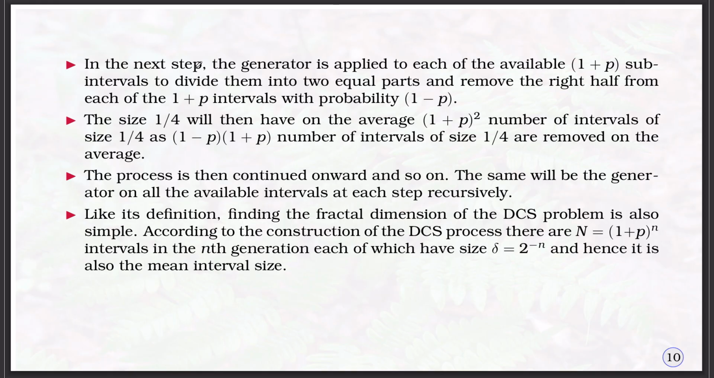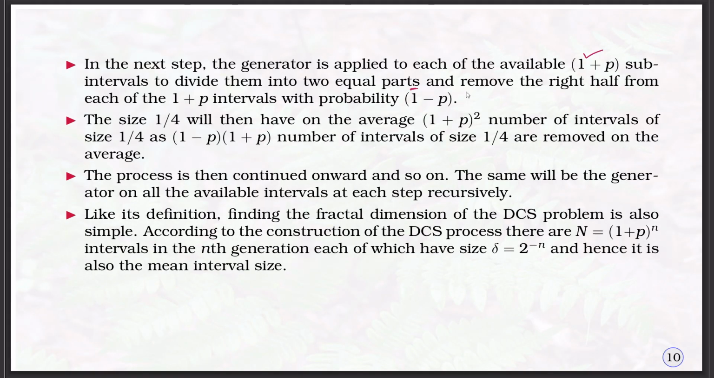Now in the next step, the generator is applied to each of the available 1 plus p subintervals to divide them into 2 equal parts. Again we have 1 plus p subintervals, divide them into 2 equal parts. On average we have 1 plus p intervals. The first rule is applied in the second step again, that means after the second step we generate 1 plus p intervals.